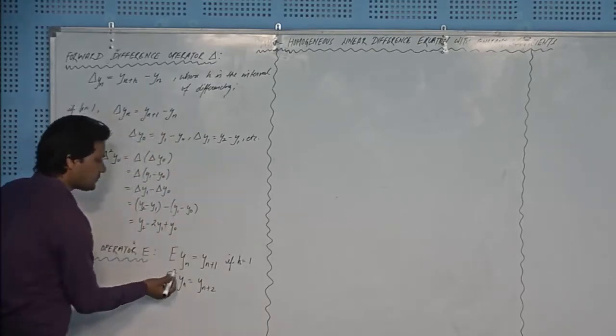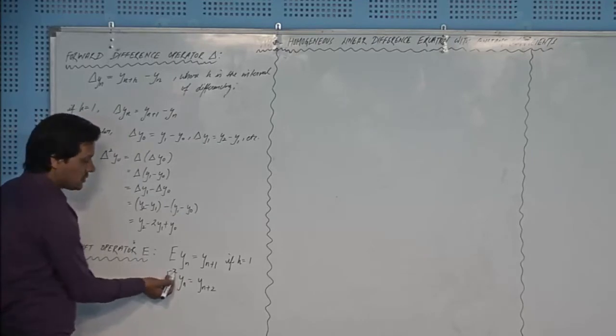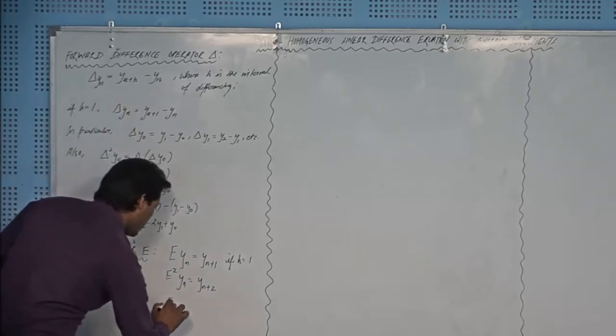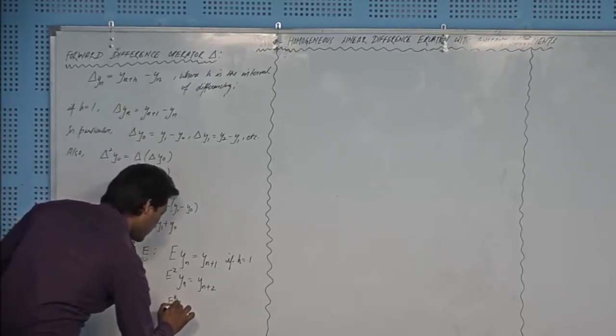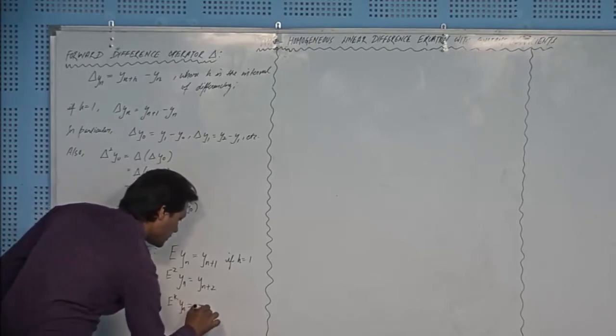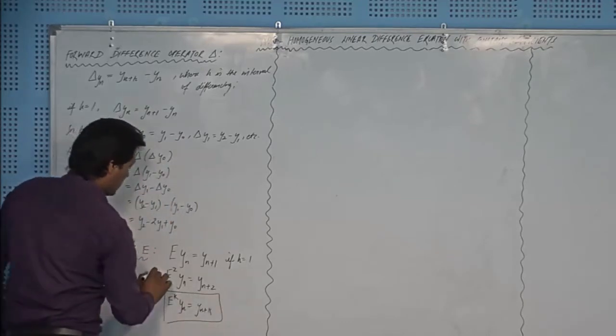So it appears that the superscript of this capital E goes here and is added to the subscript of y. In general, I can write, if I have E to the power k Yn, then it will give me Y n plus k. So you will remember this formula.